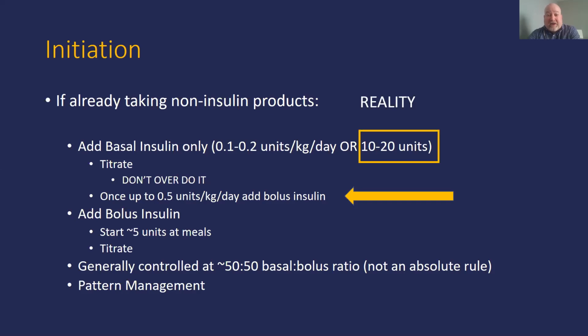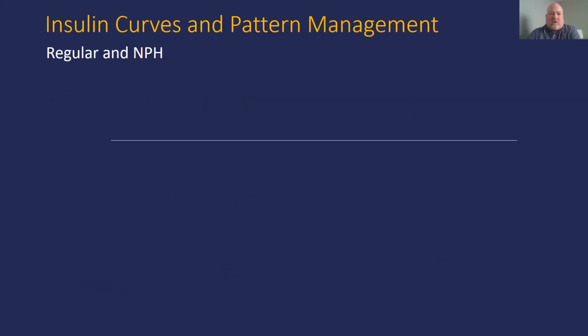So now let's look at pattern management. We've got them started on a dose, and now we need to figure out the dose that's going to actually work and get them controlled. We started them off at a safe point. Let's look at pattern management. Now, let's start off looking at NPH and regular. We're going to draw some insulin curves now and look at patterns and figure out how to adjust the insulin doses. So we need to look at 4 times a day.